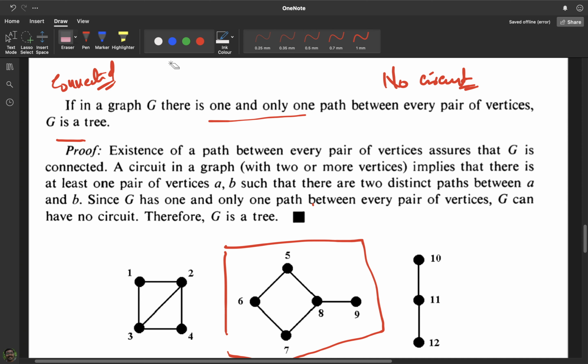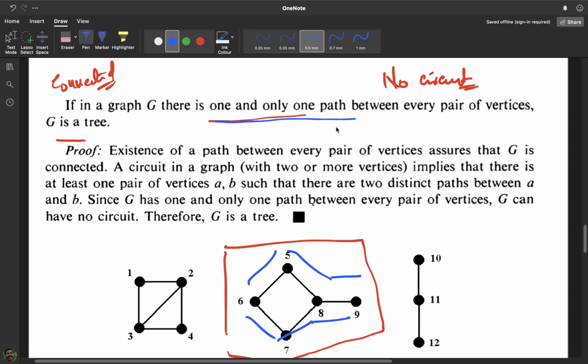You can always connect two paths from 6 to 9. One is through 6 to 5, 5 to 8, and 8 to 9, or from 6 to 2, 2 to 8, and 8 to 9. These are different. So you can always construct more than one path if the vertex is a part of a circuit. So there cannot be any circuits if this condition is to be satisfied.